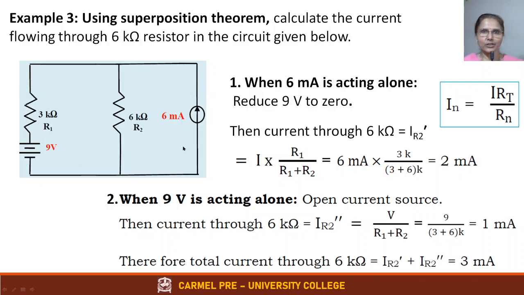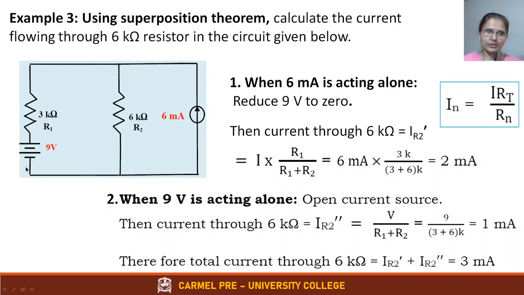Then this circuit actually is very simple for getting whichever current you want, unlike the previous example. Okay, so we will see how to do it. The first step is we are going to consider when 6 milliamps is acting alone, and we are going to reduce 9 volts to 0. So we are going to short circuit this, and then we are going to consider only the current source. Remember, one source at a time.